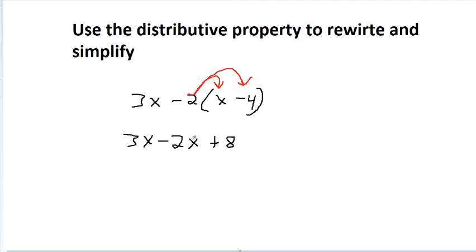So now we got 3x minus 2x. Those are like terms, so those can combine. That makes 1x. And that's it. Now we simplified using the distributive property.